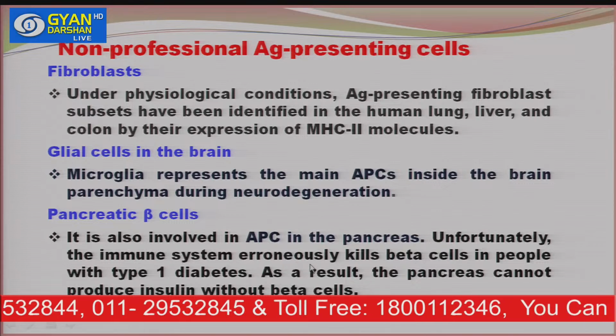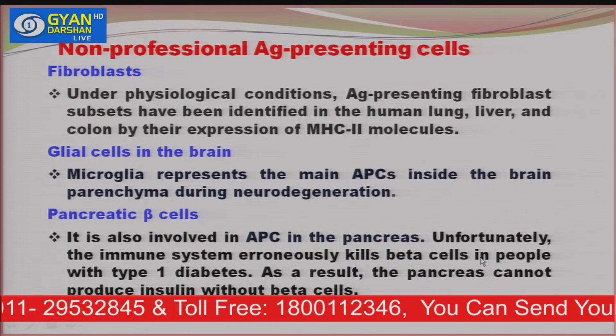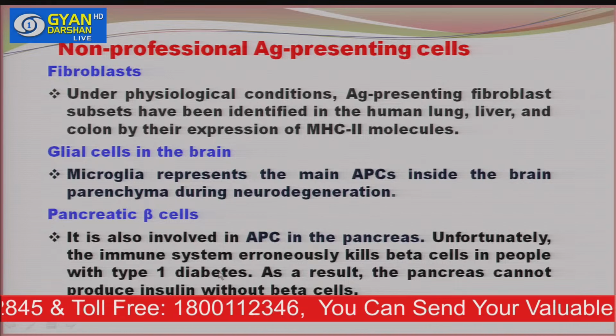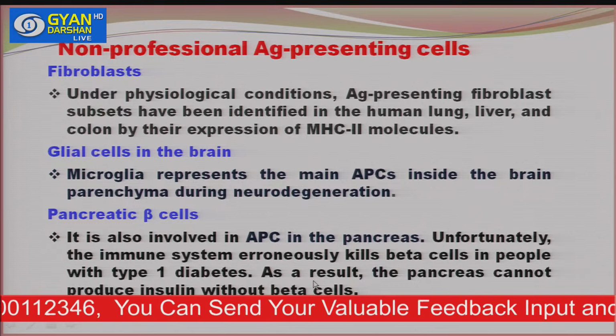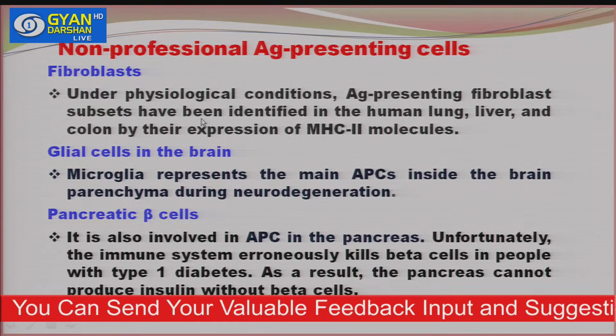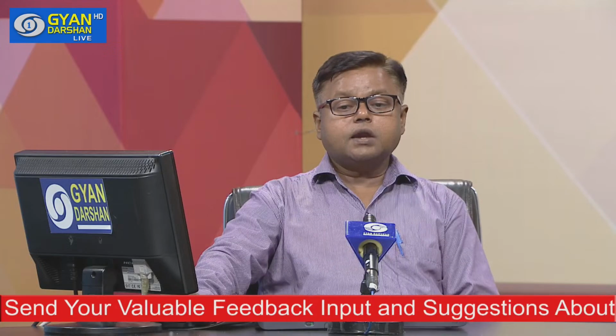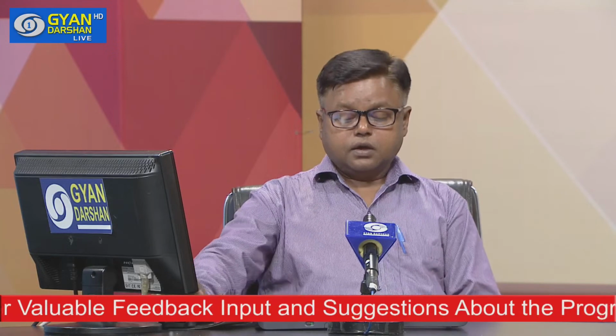Unfortunately, the immune system mistakenly kills the beta cells in people with type 1 diabetes. As a result, the pancreas cannot produce insulin without the beta cells. So these are the non-professional antigen presenting cells.